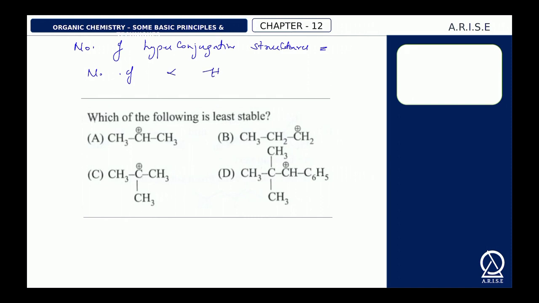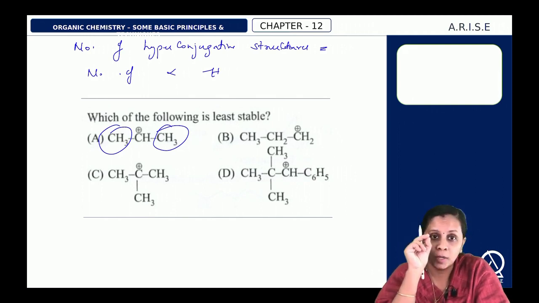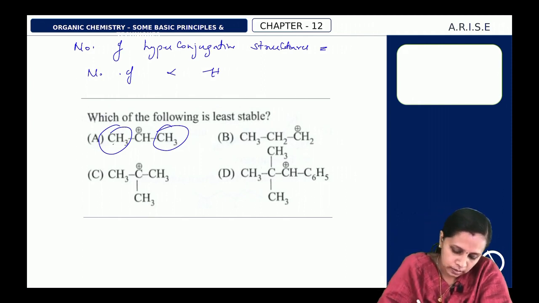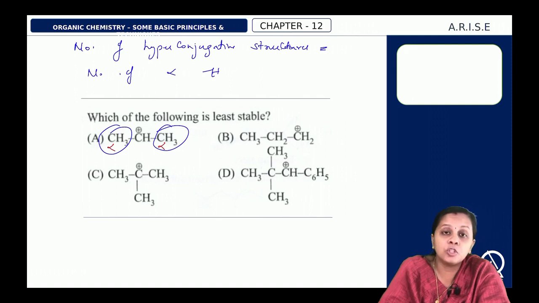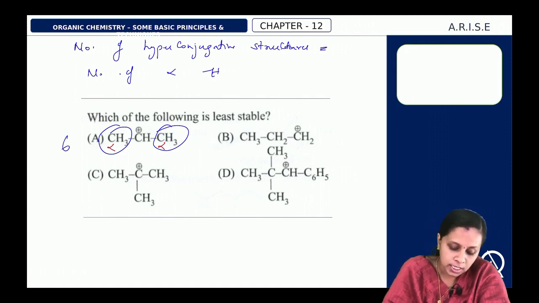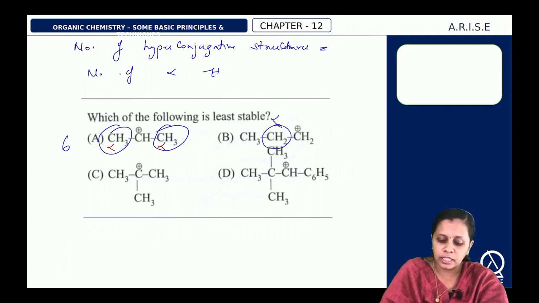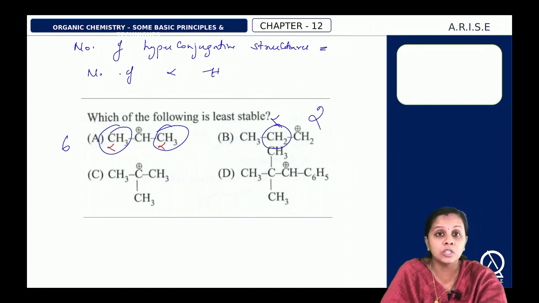So, let us consider the first one. In this carbocation, hyperconjugation is possible, so we can count the number of hyperconjugated structures. Greater the number of hyperconjugated structures, greater will be the stabilization. Here you have two alpha carbons. What is an alpha carbon? In a carbocation, the positively charged carbon is the carbon under consideration, and the neighboring carbon atoms are known as alpha carbons. How many hydrogens are on the alpha carbons? A total of 6. So, there are 6 hyperconjugated structures in option A. What about the second? Here there is only one alpha carbon and only 2 hydrogens. How many hyperconjugated structures? 2.